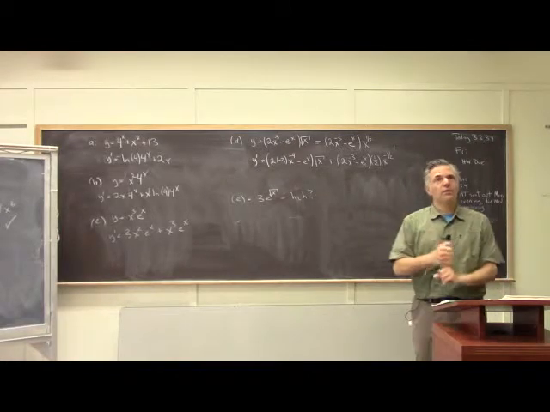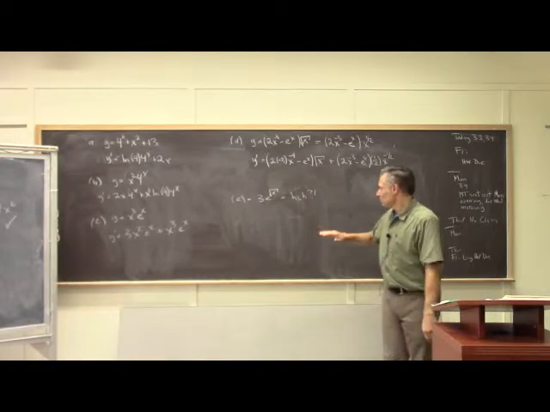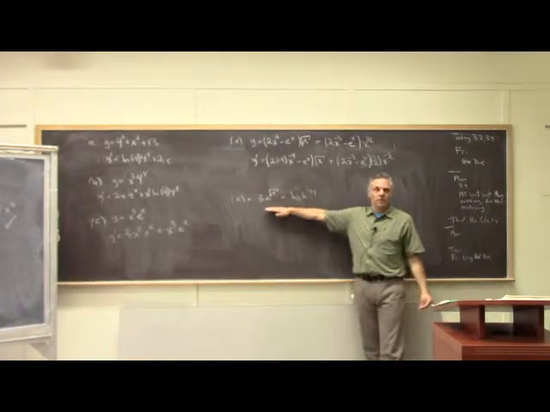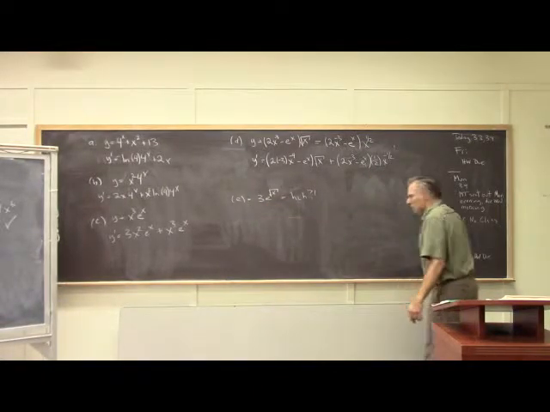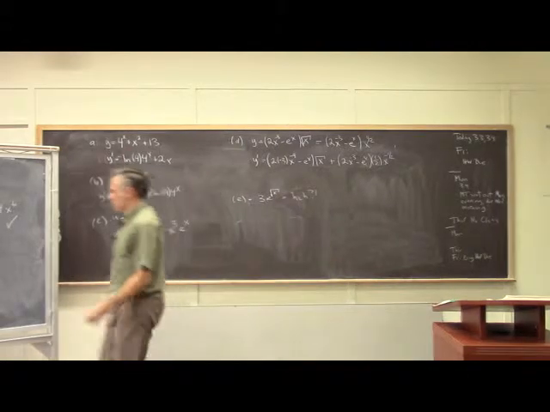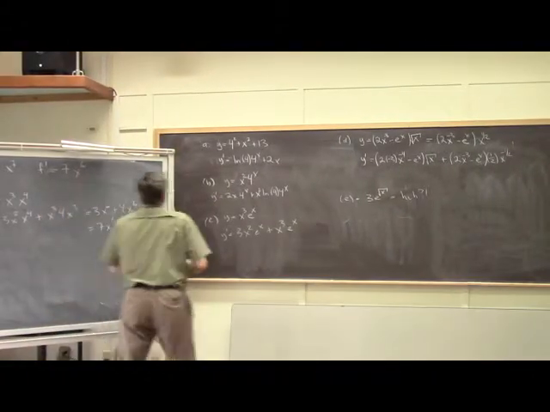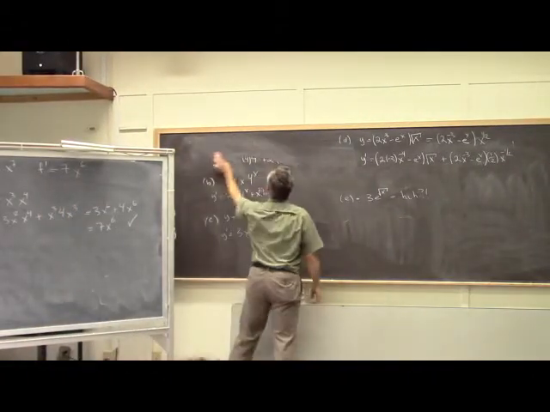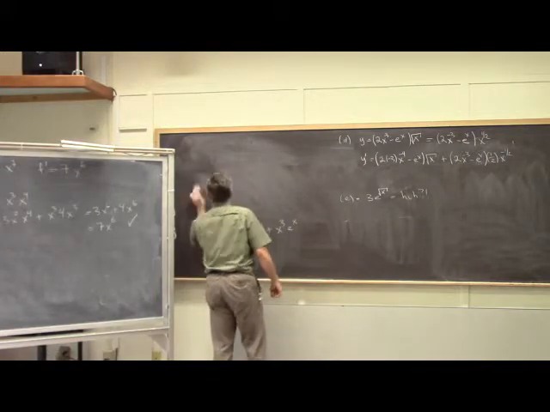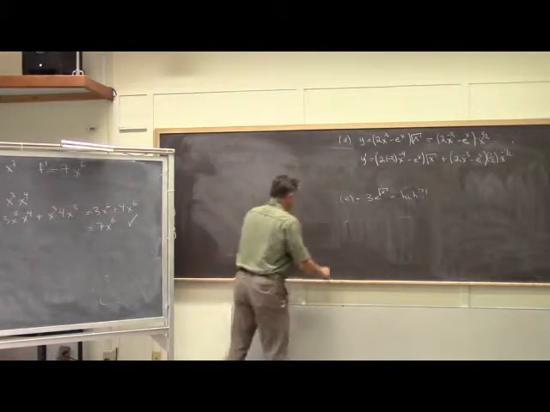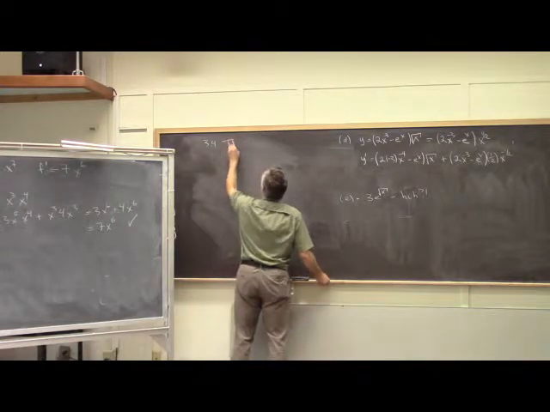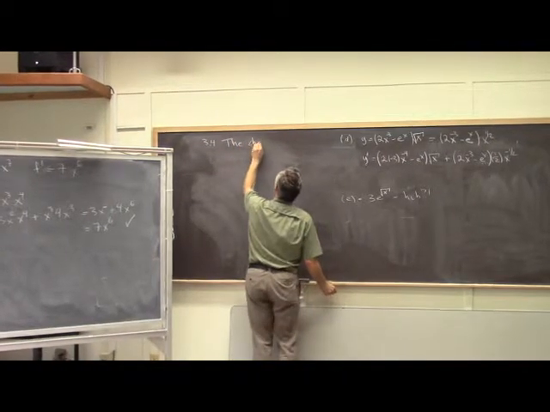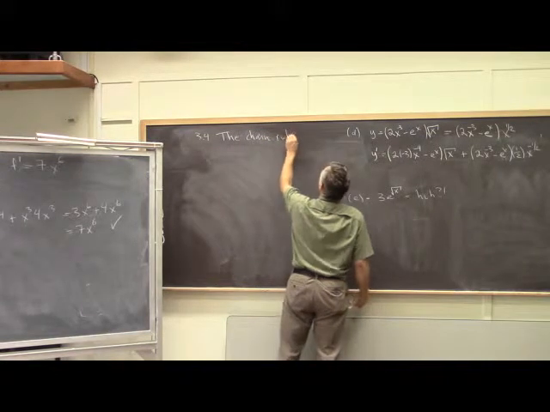So now let's go to 3.4, where we're going to learn how to deal with things like this. So we'll actually be able to do these. Let me clear a little space. All right. So this is 3.4. The chain rule.